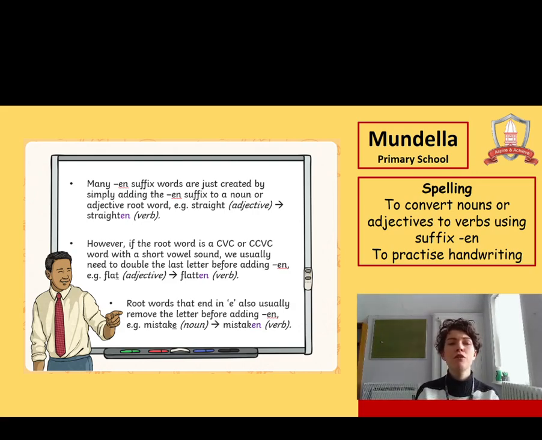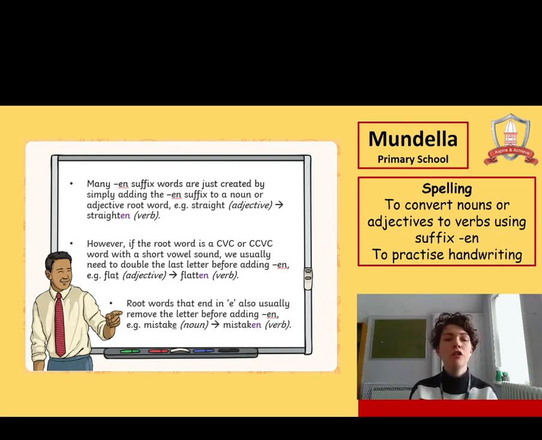However, if the root word is a CVC, so that means consonant, vowel, consonant, so remember consonants are letters of the alphabet that are not A, E, I, O, U, which are vowels. So if you have a root word that is consonant, vowel, consonant, or consonant, consonant, vowel, consonant, with a short vowel sound, we usually need to double the last letter before adding en. So like with flat, we have FL, which are consonants, A is a vowel, and T is a consonant, and that's a short vowel sound, A. So we have to add another T before adding the en suffix, so it becomes flatten.